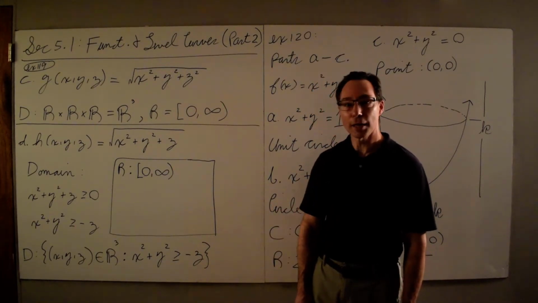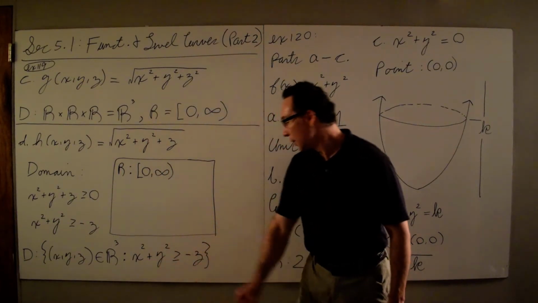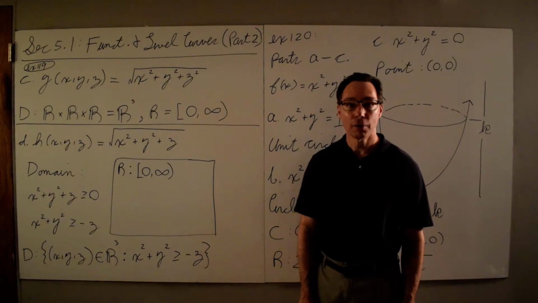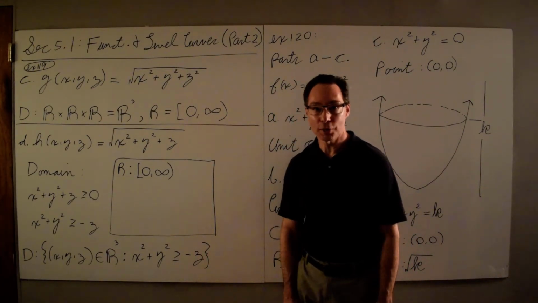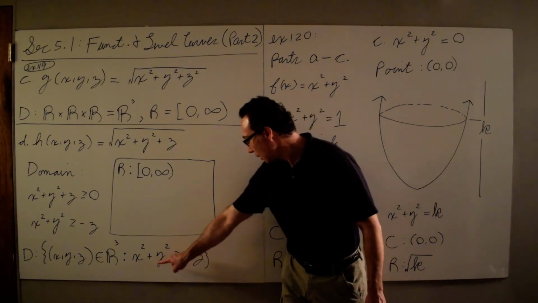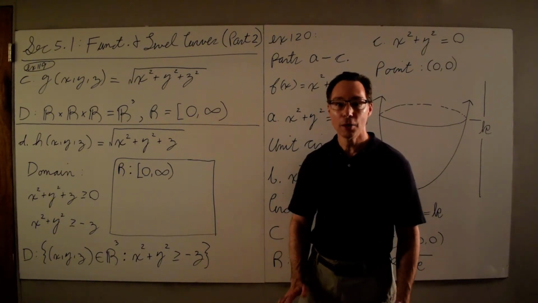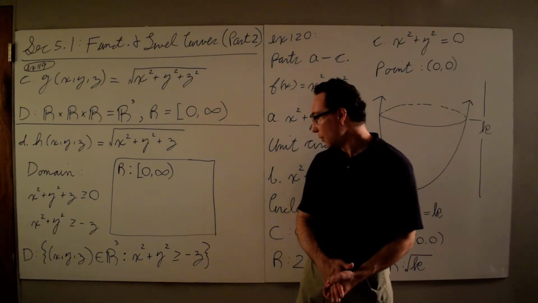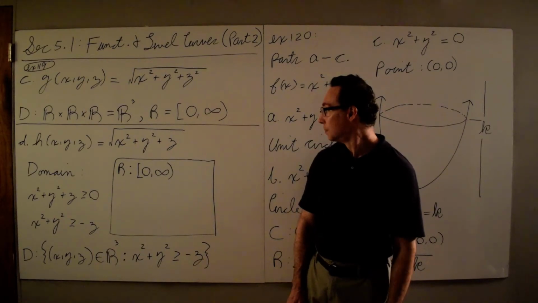So we have x, y, z in R3 such that x squared plus y squared is greater than or equal to negative z. Now, this necessitates that z be non-positive, right? So z has to be less than or equal to 0 in order for this to be true. I am not claiming that the domain is all the points in R3 where z is less than or equal to 0. I am claiming the domain is a subset of that set.